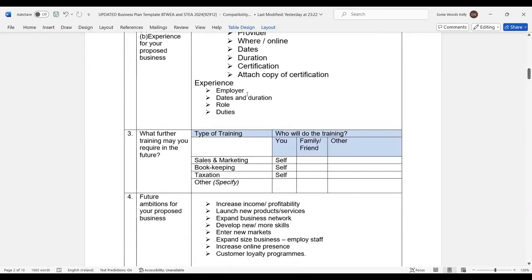As regards experience, give information about the employer, the dates and duration of the job, the role, and also a brief line of the duties and how they are going to be relevant to your proposed business.